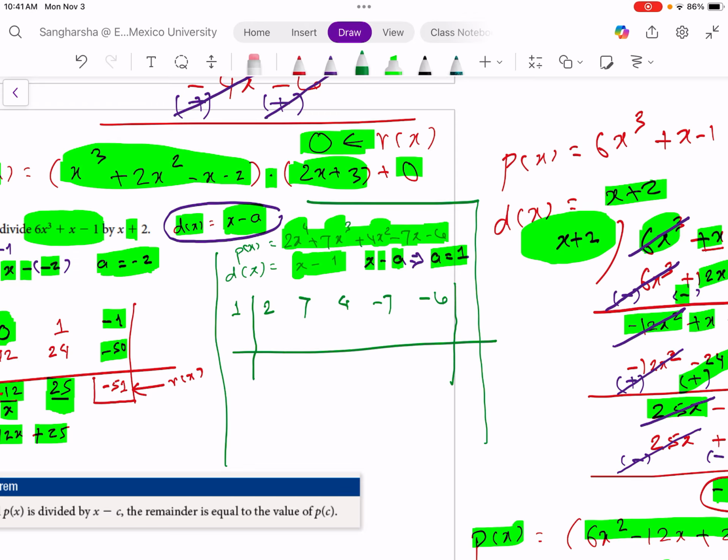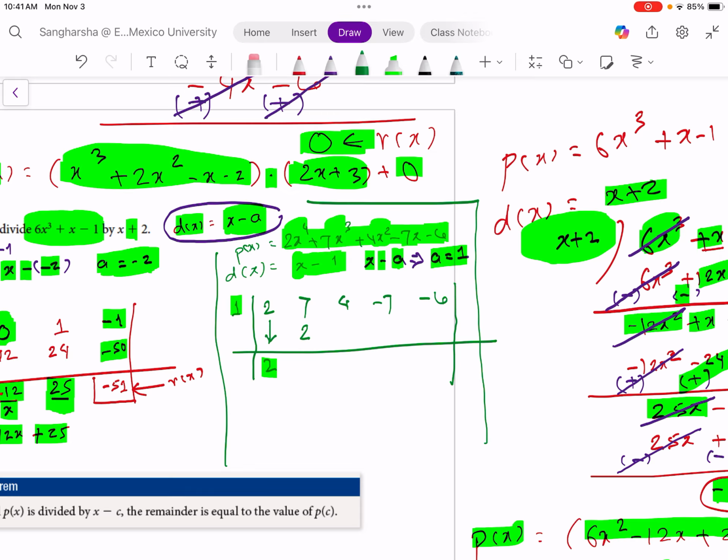So what is the first step? We drop our first coefficient as it is. So you drop 2 as it is. Next, you multiply 2 and 1 and write it down below the next coefficient. So 2 times 1 is 2. Write down the next coefficient. Now you are not changing sign, you are simplifying. If there is a positive, you are adding. If there is a negative, you are subtracting.